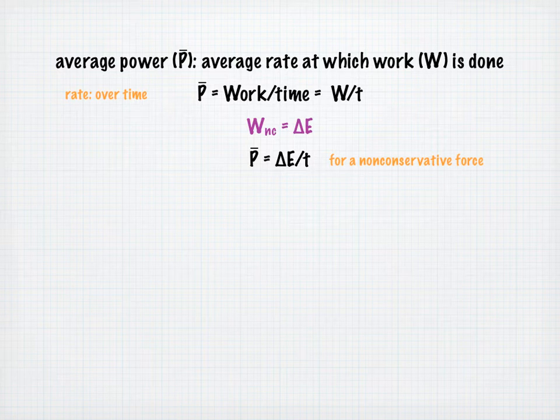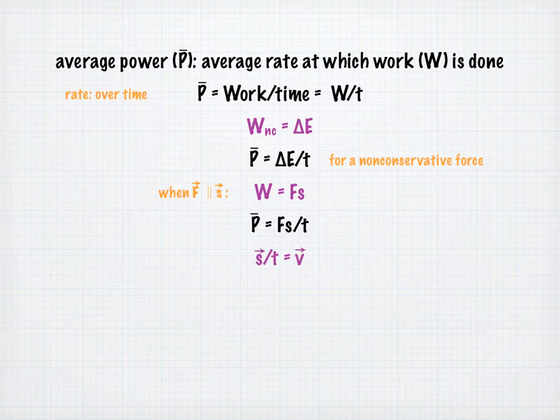Remember also that when a constant net force is being applied to an object along the same line as the object's displacement, work equals the magnitude of the force multiplied by the magnitude of the displacement. So, in this case, the power generated by the force is equal to F times S divided by t. Displacement divided by time is equal to average velocity. So average power can also be written as the magnitude of the force times the magnitude of the velocity.